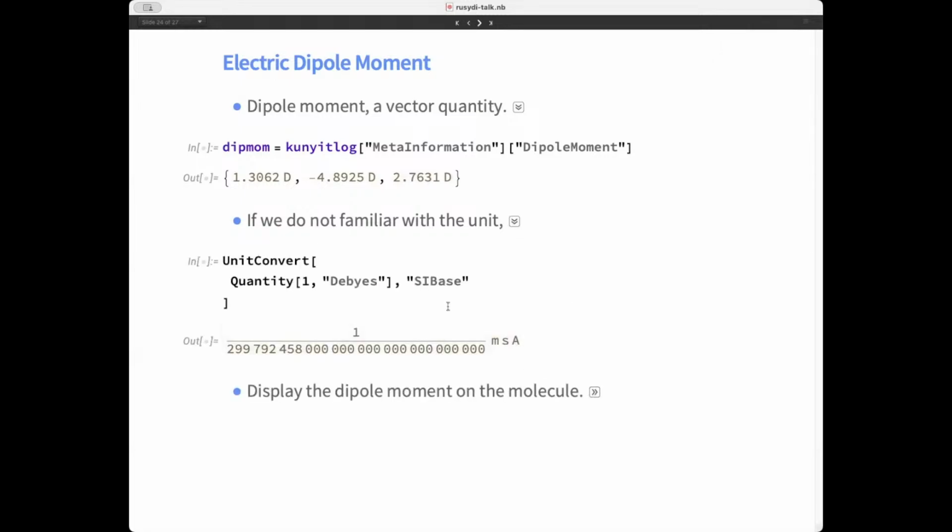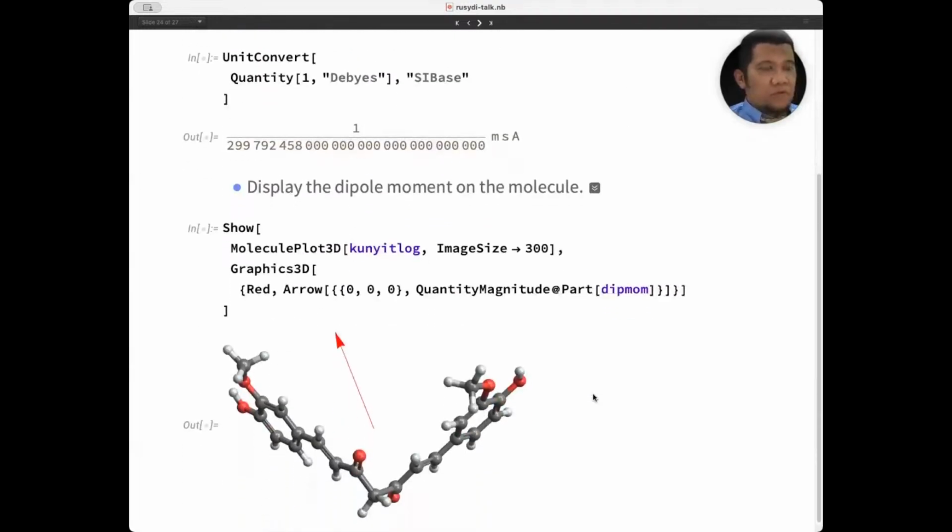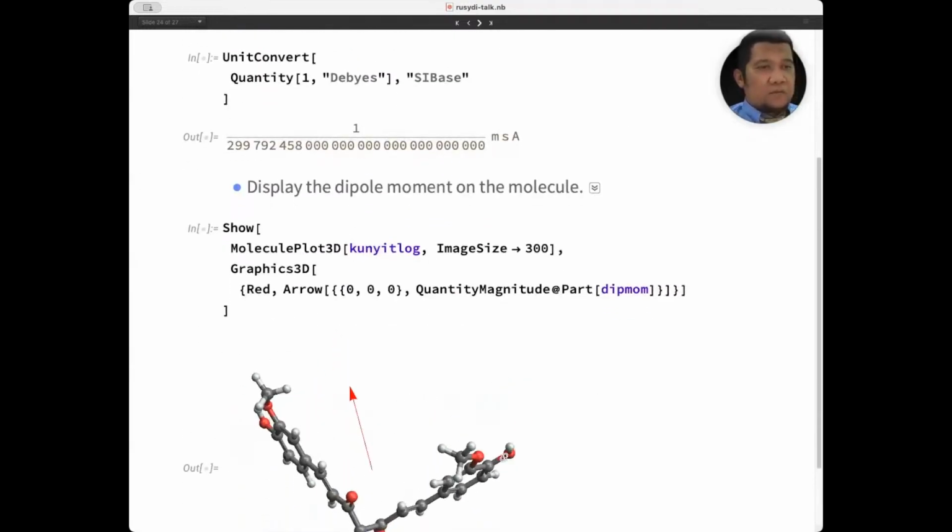Here, we use SI base to convert the unit debye to the unit of meter second amperes. We can also display the dipole moment of the molecule as follows. We can also rotate the molecule.